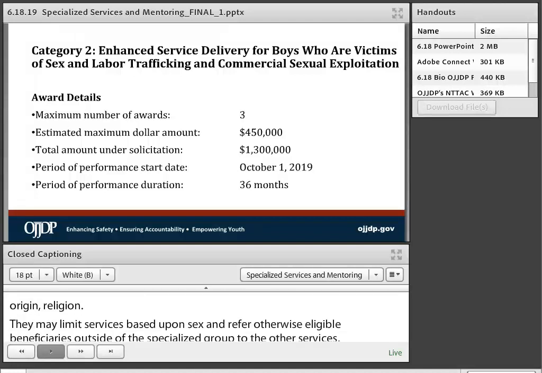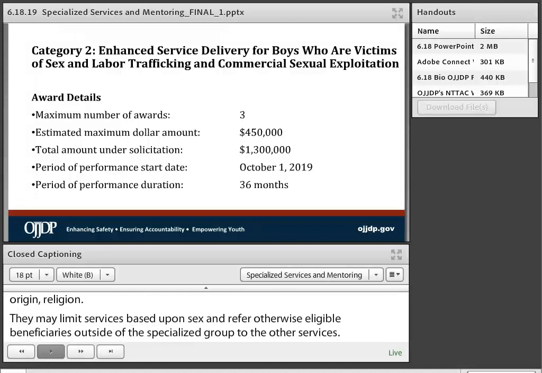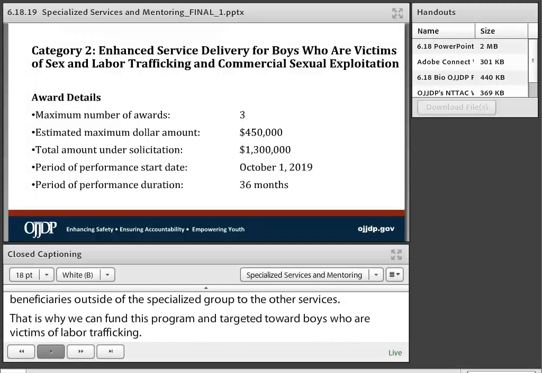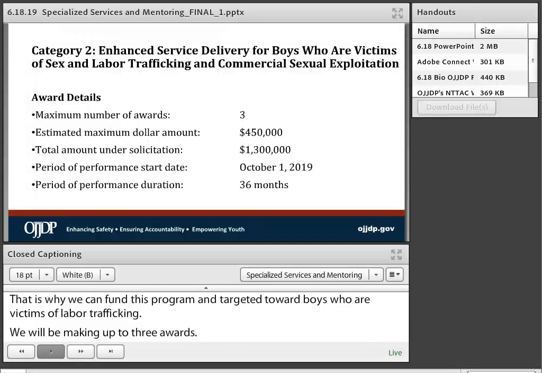trafficking. So under this category, we will be making up to 3 awards. Again, this is 3 awards in the amount of $450,000 each. That is not per year. That is for the entire program period of 36 months, which would begin October 1st.